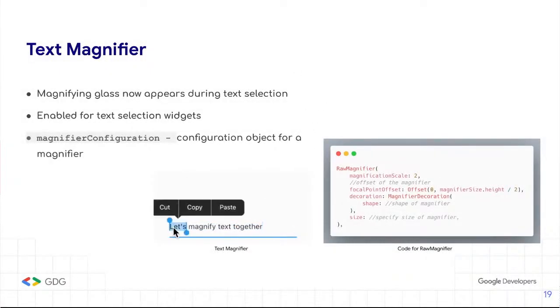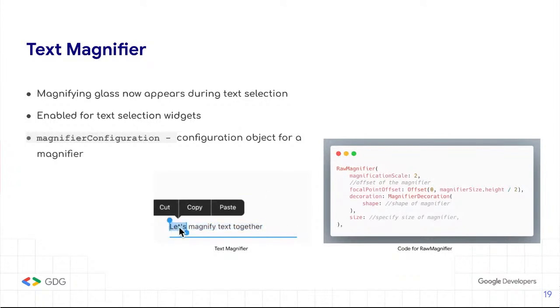So a few more updates to go. The next one we have here is the text magnifier. Again, this is already available in Android and iOS apps. And now you can even have it in your Flutter apps.